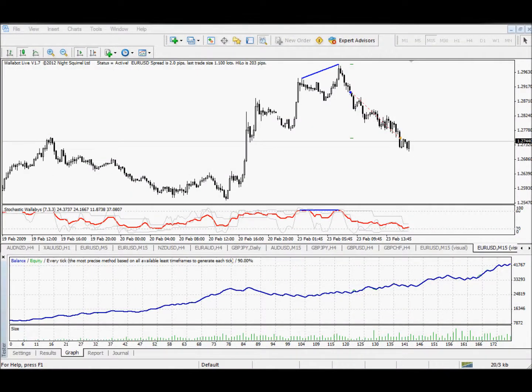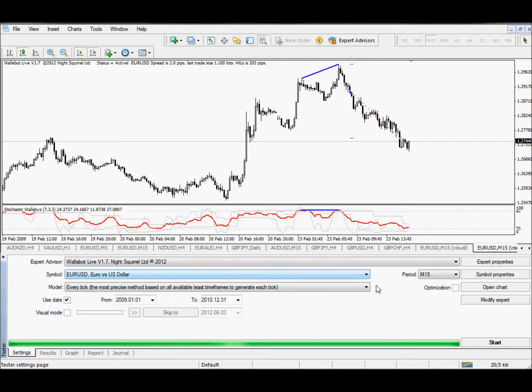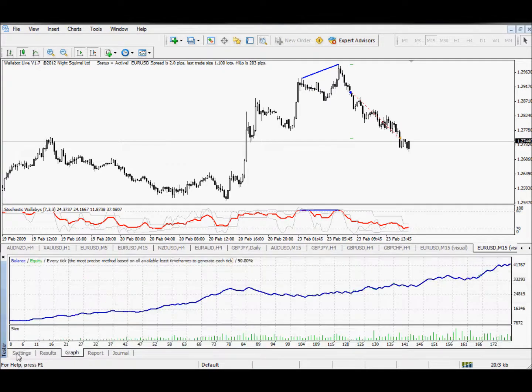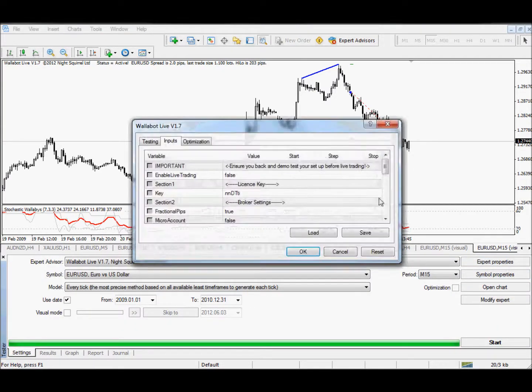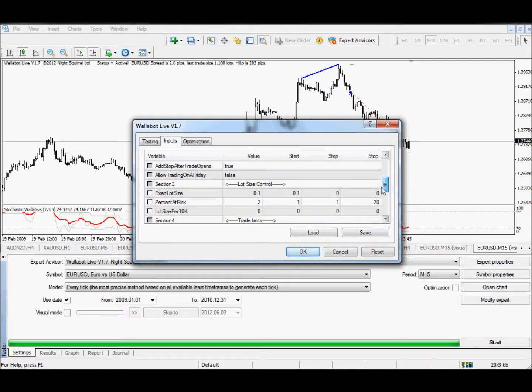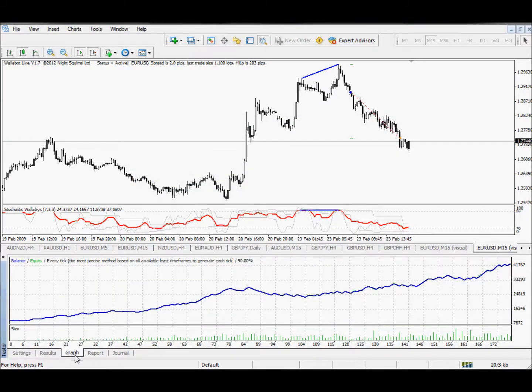using some backtesting results. Now, if we look at this is the euro-dollar 15-minute chart between 2009 and the end of 2010, so 2 years data over which we designed and backtested the original Wallabot. And if you were to risk a reasonable 2% of your account on each trade, or reasonable for this EA, you would get something that looked a bit like this.